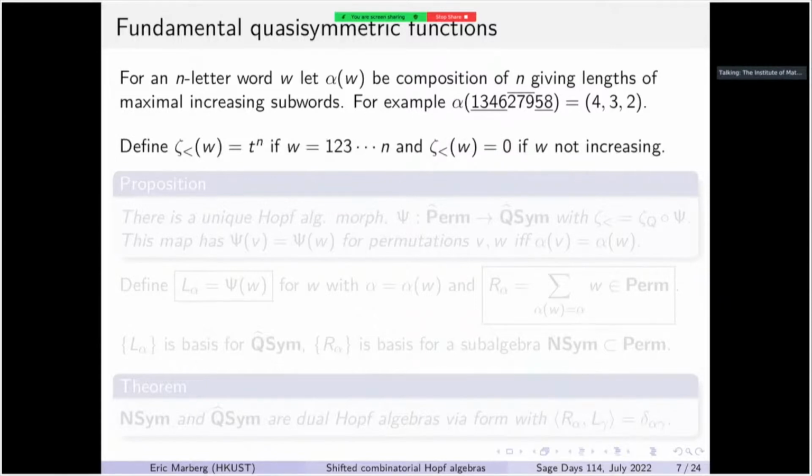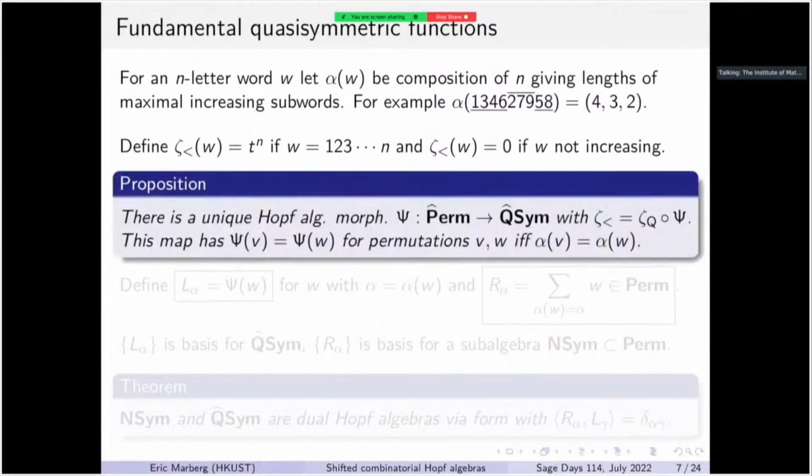And then the natural character, or increasing character, to evaluate on words is: if W is strictly increasing of length n, then you just map it to t to the n, and you map every other word to 0. So this is our interesting choice. And then if you go back and look at that shifted shuffle product, this actually becomes an algebra morphism for this Hopf algebra of permutations. So it's a fun exercise.